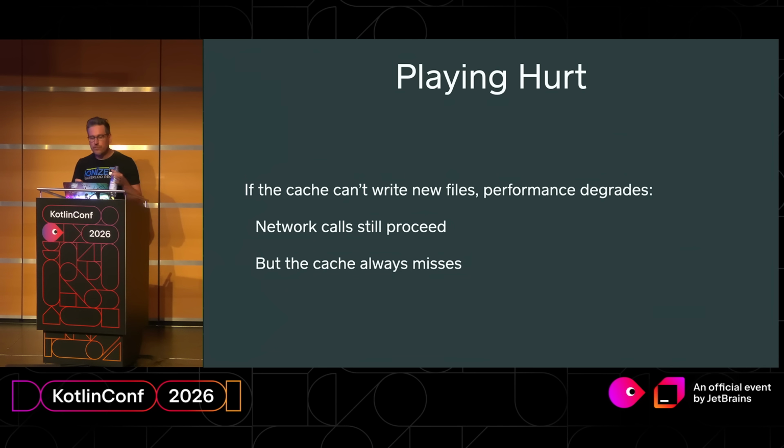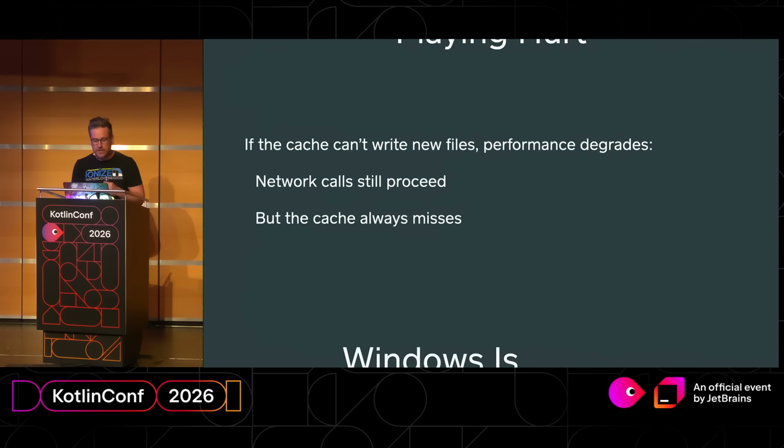So our cache's job is basically to play hurt. So even if the file system goes away, the cache tries to be well-behaved. It's going to have a much lower or none hit rate, but your network calls are going to still work, and all the code that's talking to the cache is just going to observe bad cache hit rates instead of observing I/O exceptions or other failures.